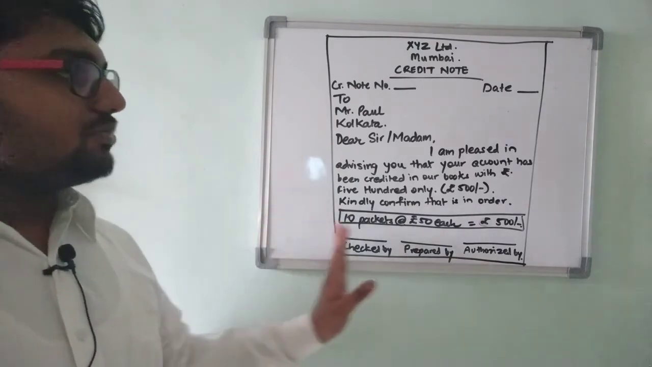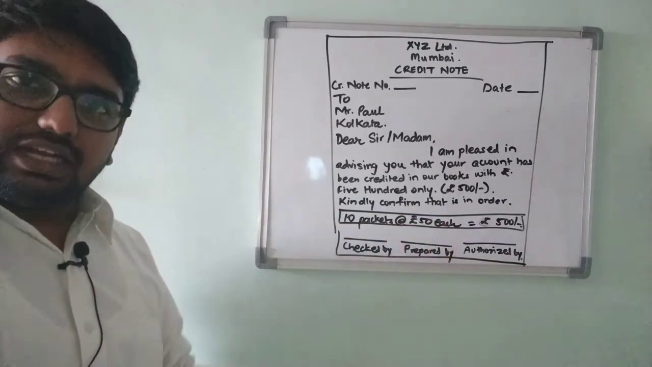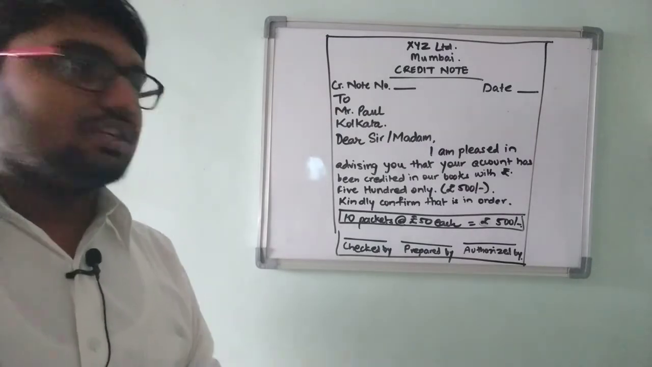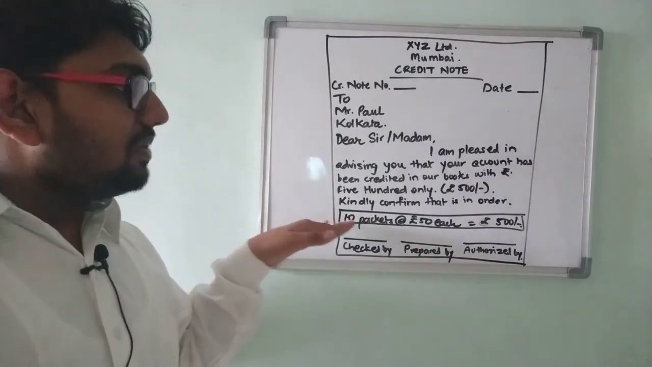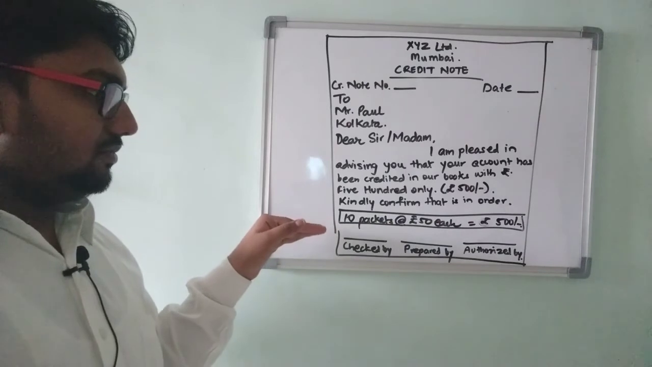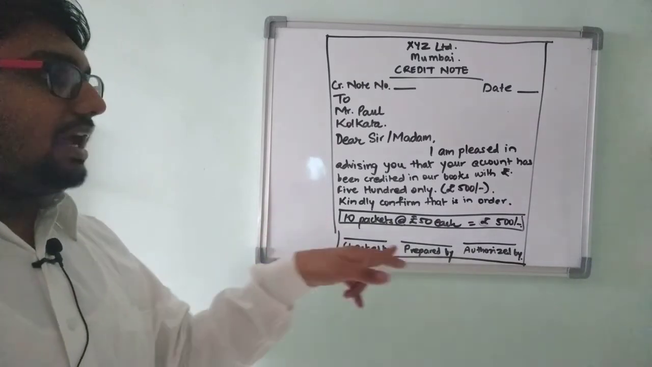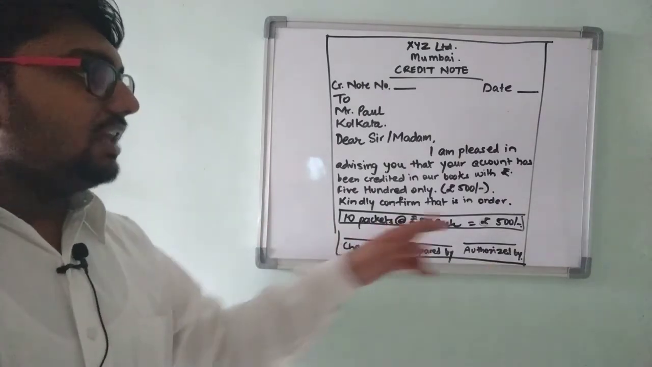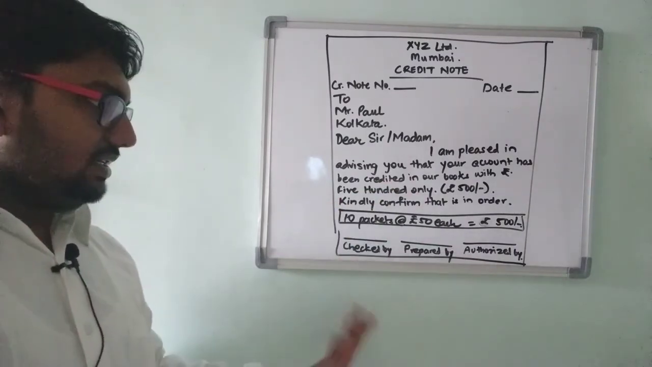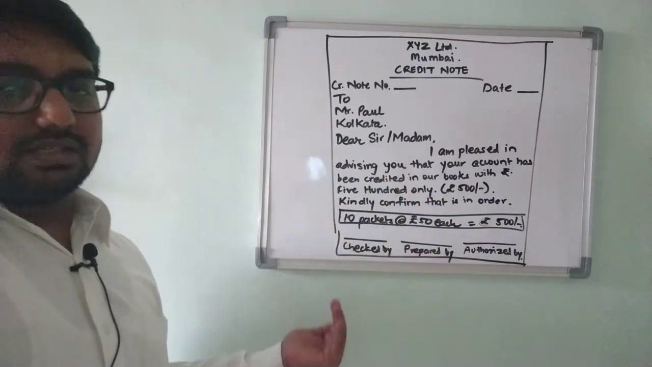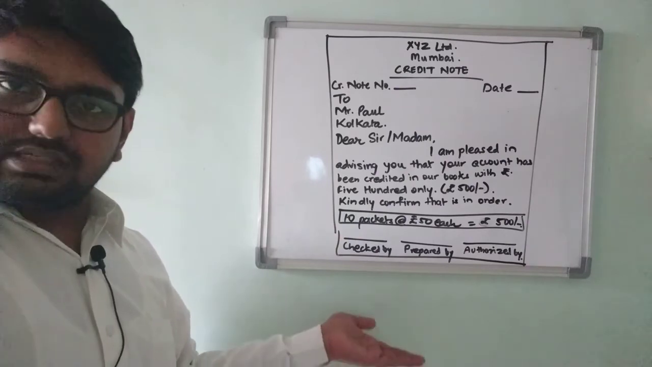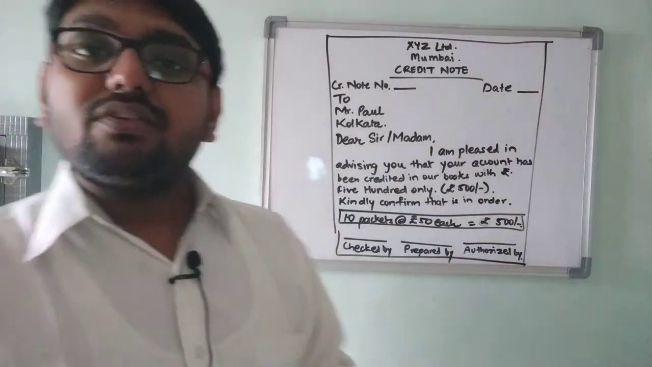Then you have to draw a small table in order to show the details. If in your examination no details are given, you can completely skip this step. And after that, checked by, prepared by, authorized by. Again over here, the order is not fixed. Any signatory could come first and any signatory could come last. With that, I come to the end of credit note.